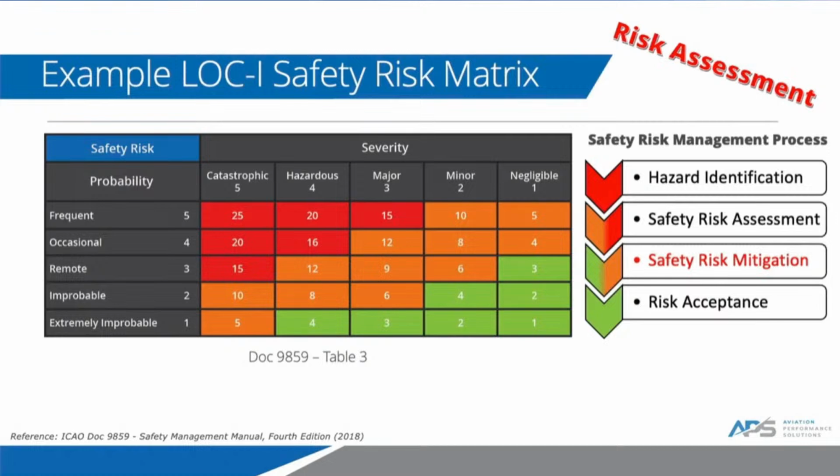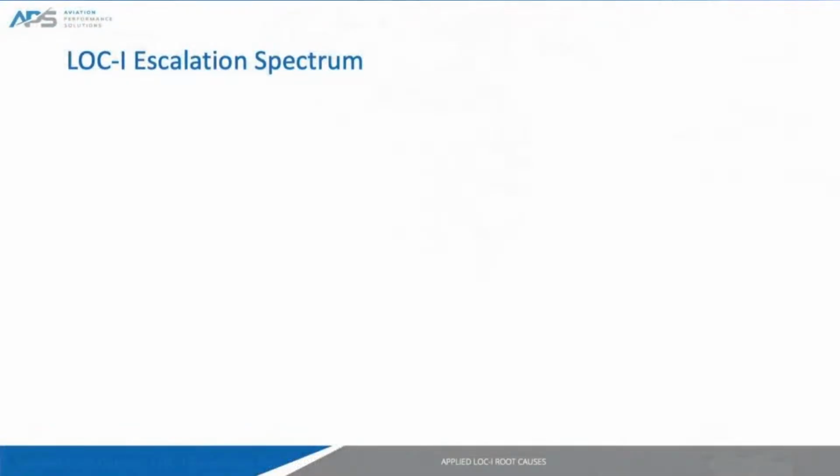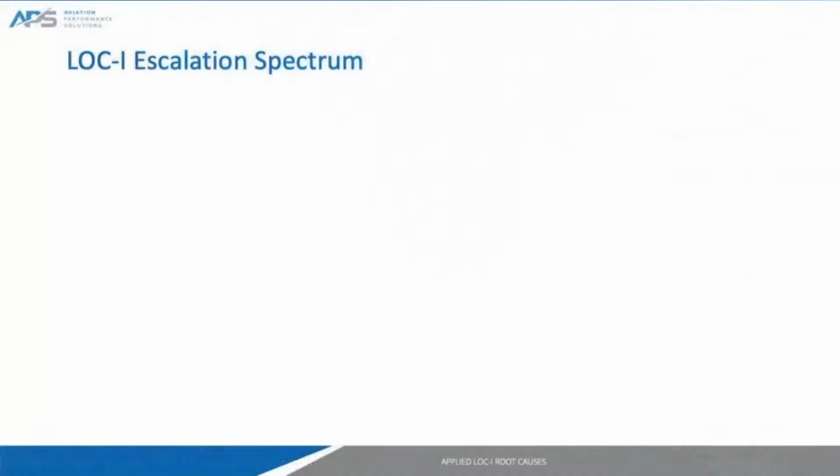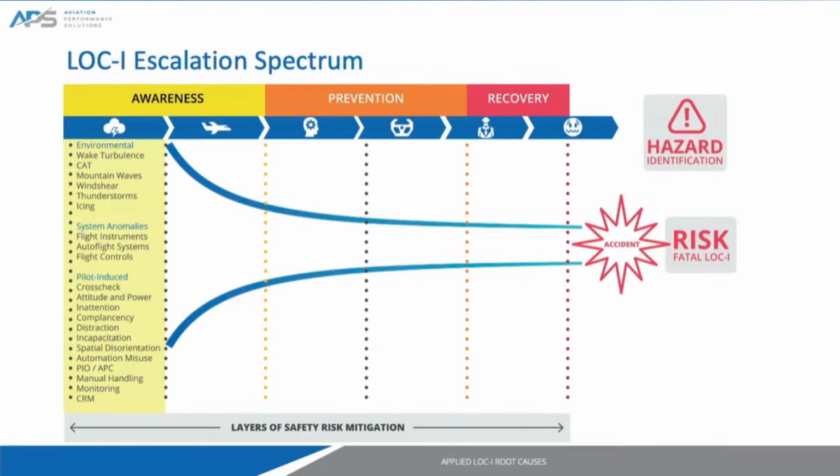Now, just as a reminder, we're going to go through the safety risk management process, and we're going to start with hazard identification, which is the first step in that process. Now, this is what I think you're going to find very cool. This is the loss of control in flight escalation spectrum. Before I show it to you, the loss of control in flight escalation spectrum is really a visual representation of the hazard risk outcome mental model to give you perspective and understanding of what the loss of control in flight threat is.